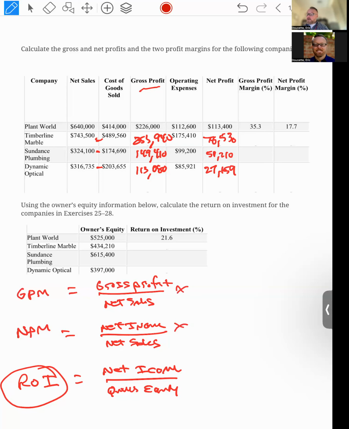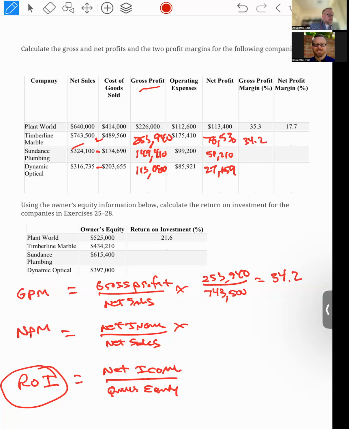Now I would just plug the numbers into these formulas. So if I'm figuring out my gross profit margin, I would take my gross profit, which is 253,940, and I would divide it by net sales. My net sales are the first number here, so it would be divided by 743,500. And the answer to that comes out to 34.2. It's a percentage. So that would be my gross profit margin there, 34.2.